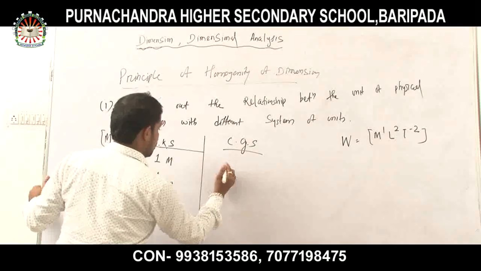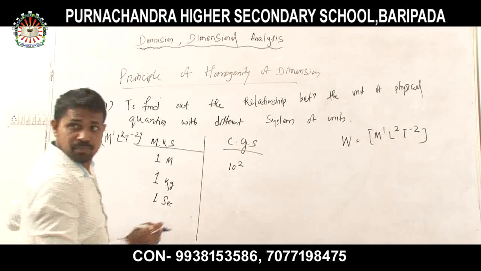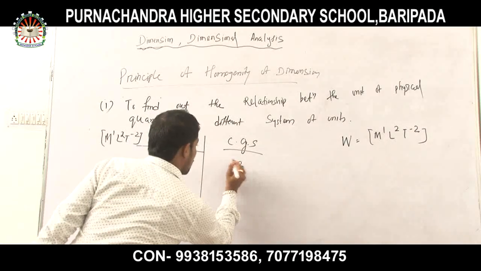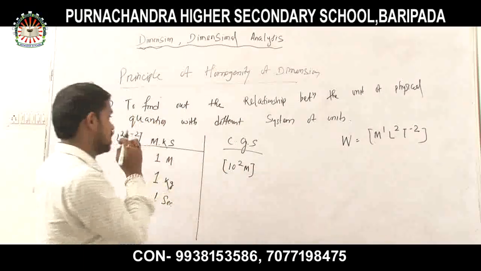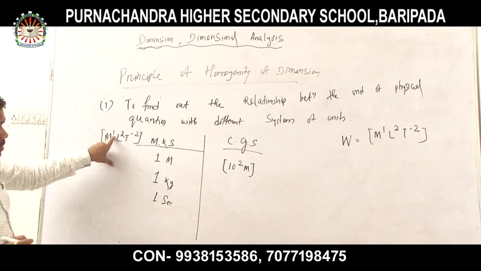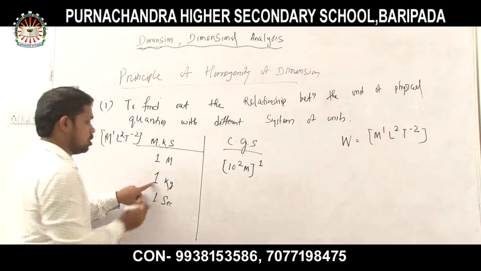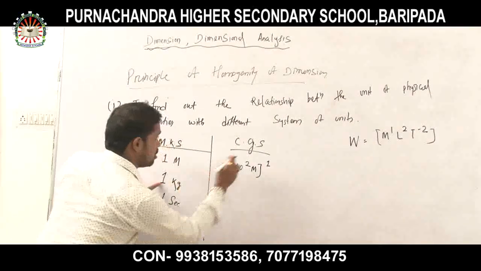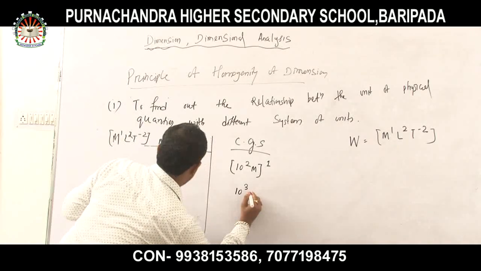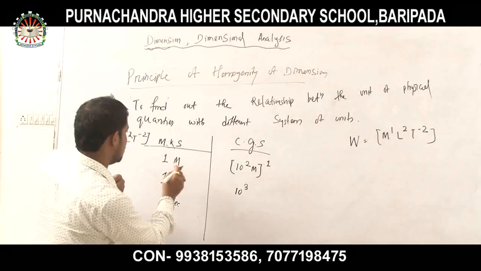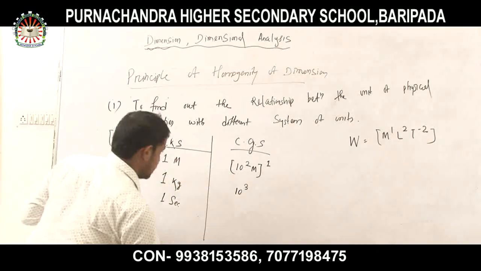So 1 meter is equal to how many centimeters? Let us find out. This is 10 to the power 2. Very simple. So 10 to the power 2, and what is the power? Look here. The power of M becomes 1. Clear? Then come to kg. When I am converting kg to gram, this is 10 to the power 3. Okay, so let us find out.